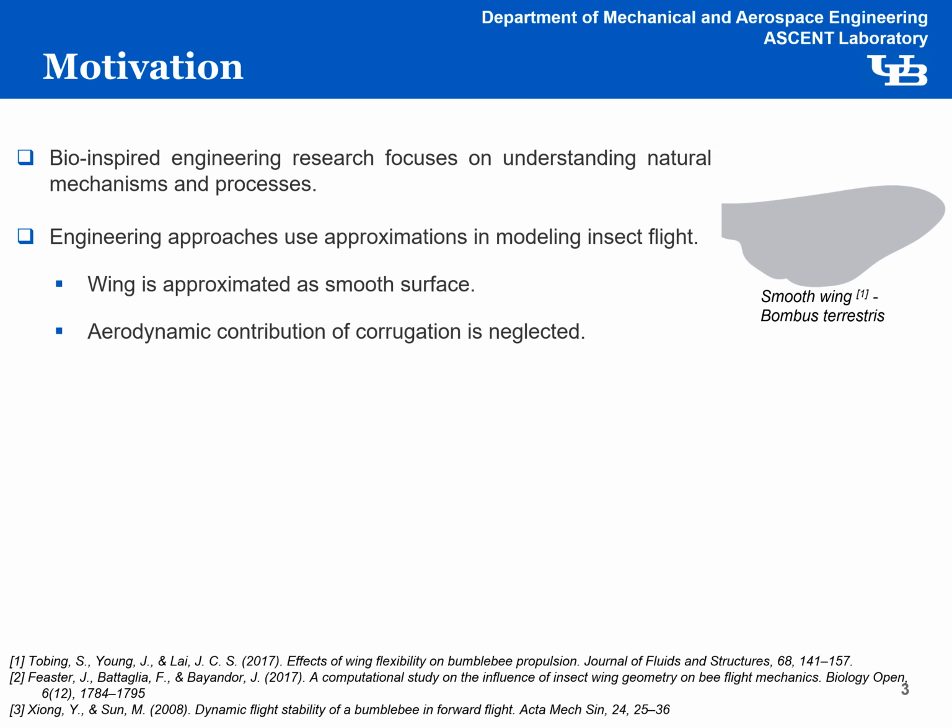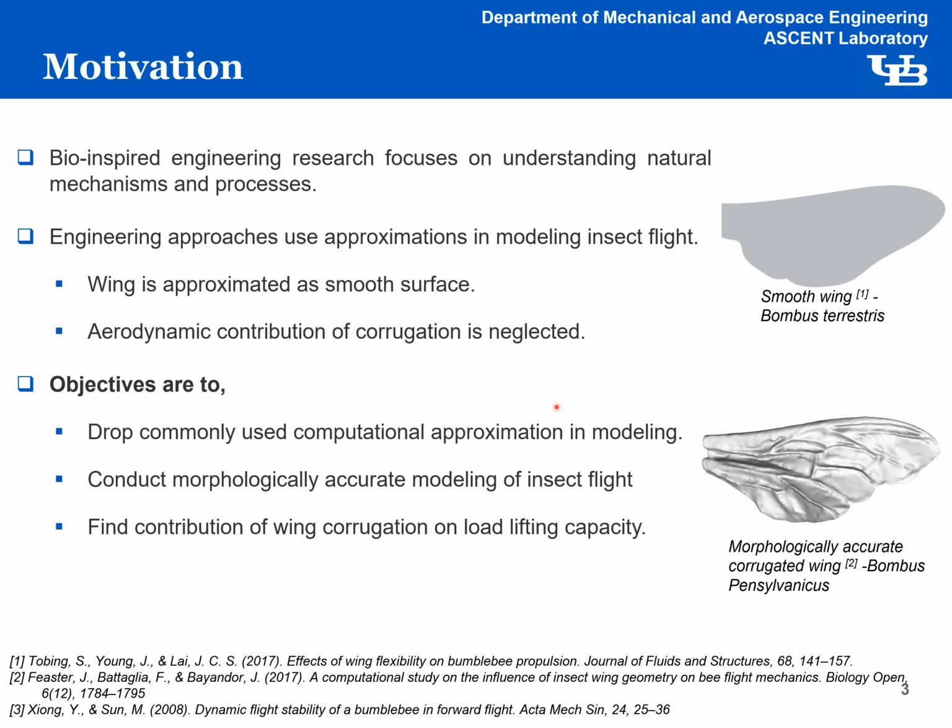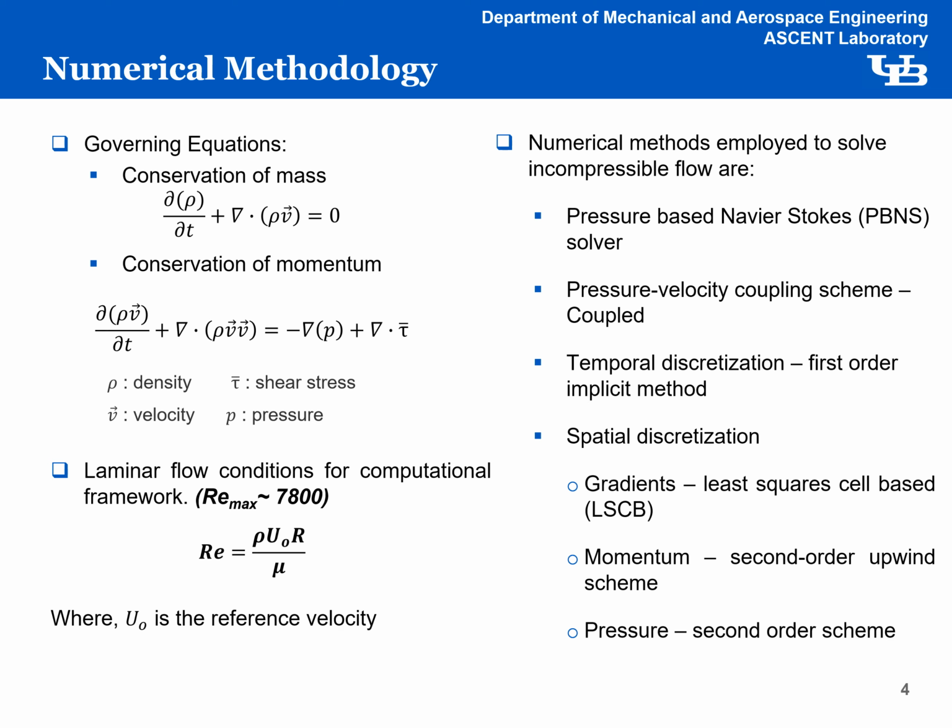Currently, all computational studies model insect flight through approximations of wing as smooth surfaces, while neglecting contribution of corrugation as shown in the top figure. Our current work drops that approximation and models morphologically accurate corrugated wing in forward flight of bumblebees as shown in the bottom figure. The numerical modeling of bumblebee flight is in laminar regime based on the Reynolds number, as you can see from the equation. The maximum Reynolds number obtained in our current simulation is 7800, and the numerical methods employed to solve 3D laminar incompressible flow are shown on the right side.